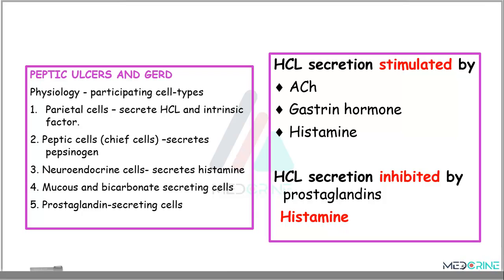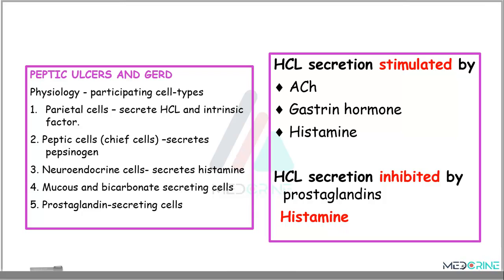When we look at peptic ulcers and gastroesophageal reflux disease, we have a number of participating cell types. That is the parietal cells, which secrete hydrochloric acid and intrinsic factor. We have peptic cells, or the chief cells, which are known to secrete pepsinogen, the neuroendocrine cells that secrete histamine, the mucus and bicarbonate secreting cells, and prostaglandin secreting cells.